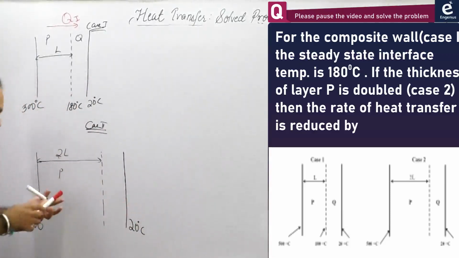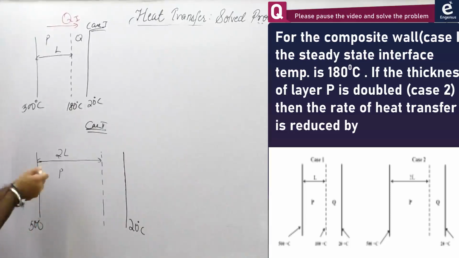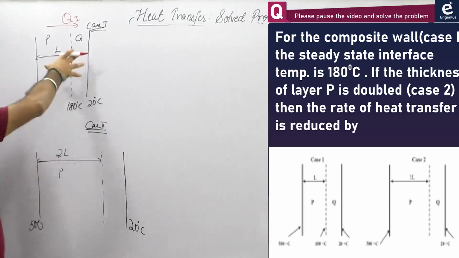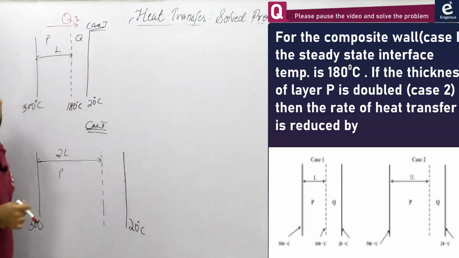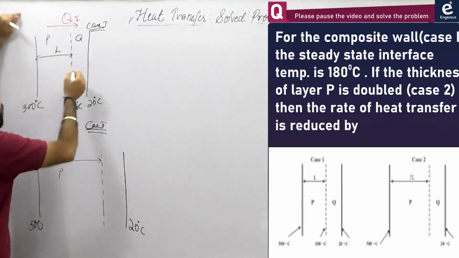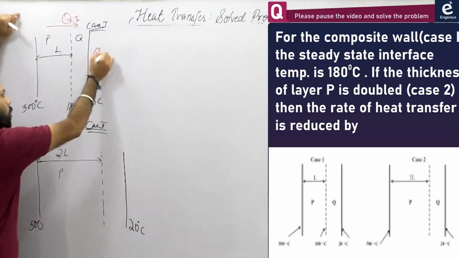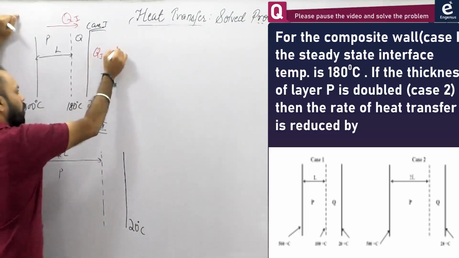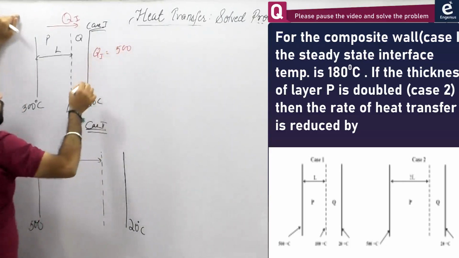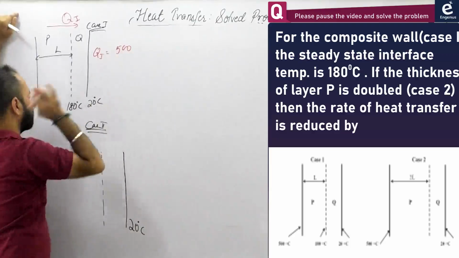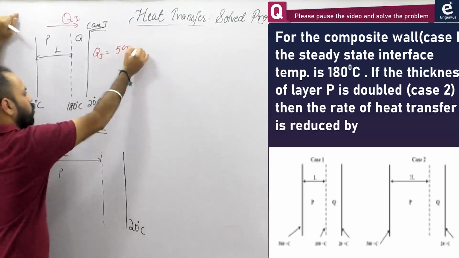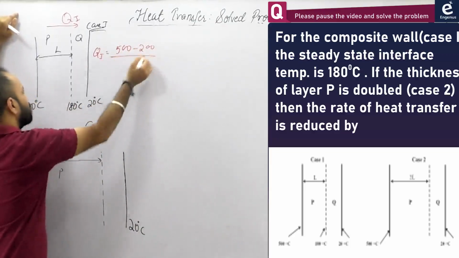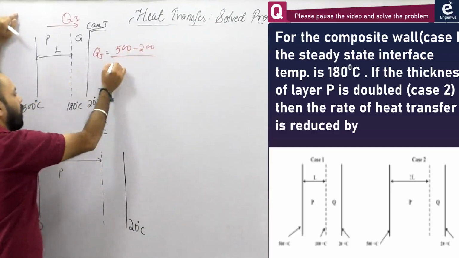दोनों को कैसे बदल रहे हो? ओके, so let us take this case, consider this case. In case 1, because I am considering this case because in this case more data is given to you. So I can write that Q1 is equal to 500 minus 200. I'm taking the terminal differences. So I should take all the resistances, L by K.